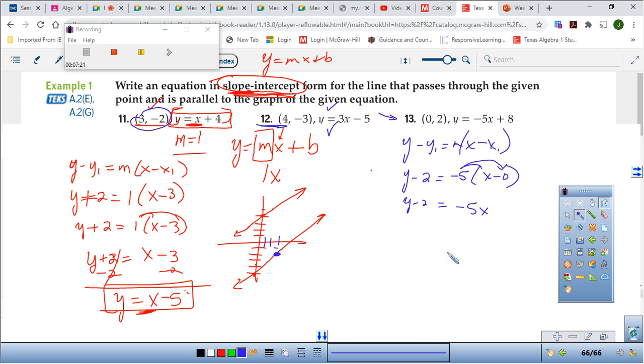What do I do now? Let me see. Plus 2? Man, you guys are on fire, guys. I'm going to go plus 2, plus 2. This cancels out here. Y is equal to a negative 5x plus 2.